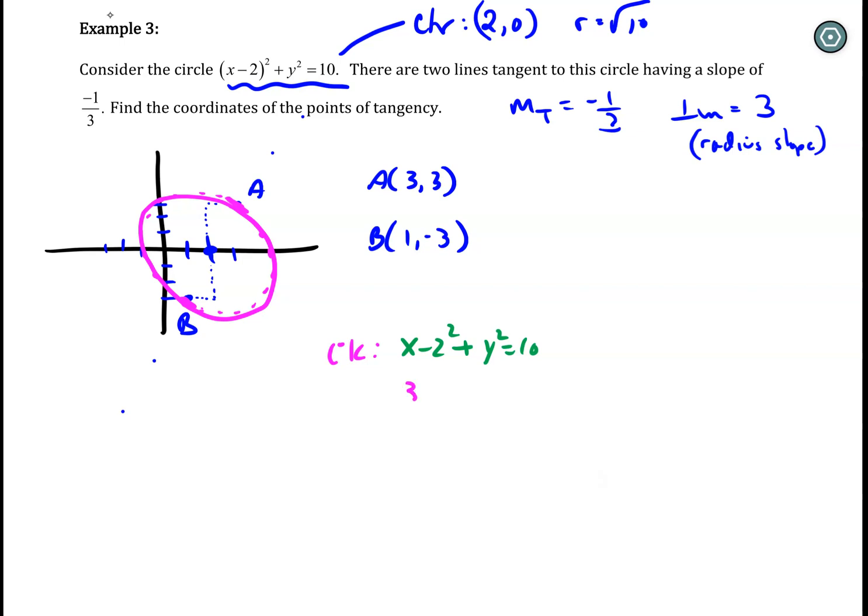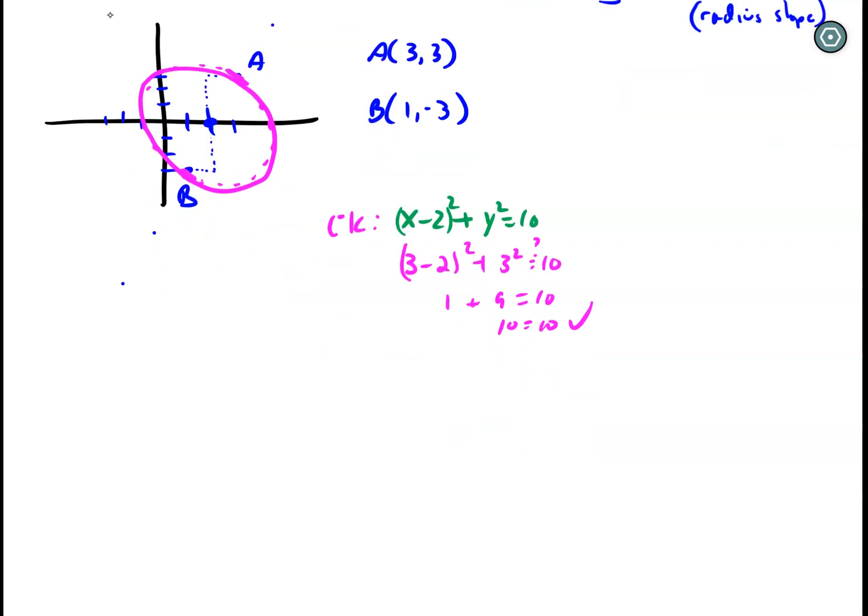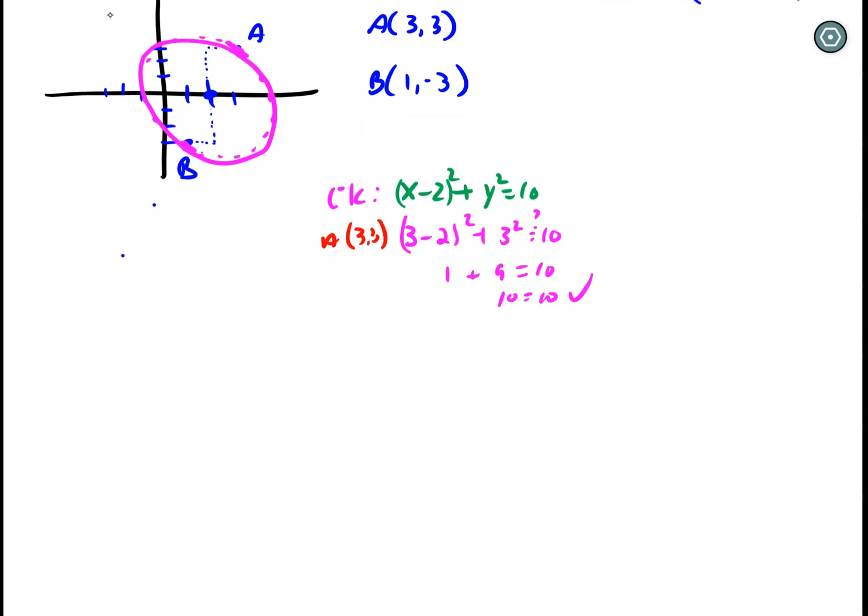So I'm going to say 3 minus 2, all squared, plus 3 squared. Does that in fact equal 10? Well, 1 squared is 1, 3 squared is 9, so 10 does equal 10. So that means point A is in fact on the edge of the circle. That's good. So that means B should be as well, but let's just double check. So this was A. For B, we're going to check that one also.